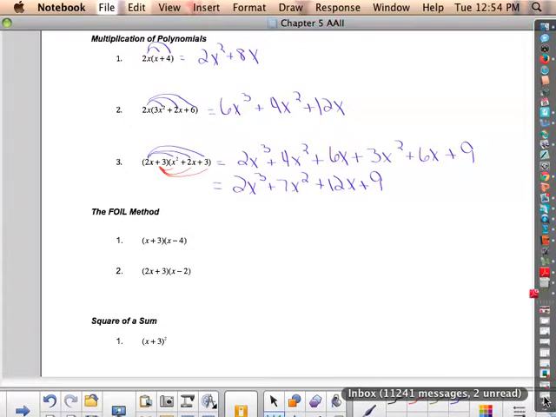The ever-famous FOIL method: first, outer, inner, last. Don't forget, you're going to get some that you're going to look at and you're going to forget to FOIL. And that's not going to be right.